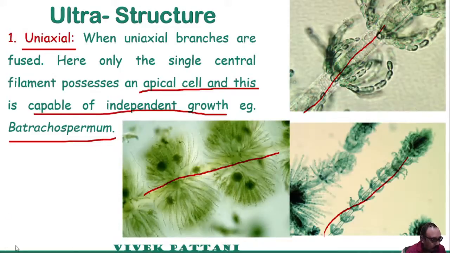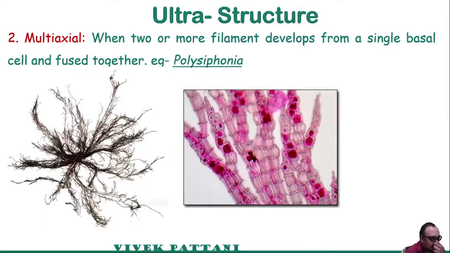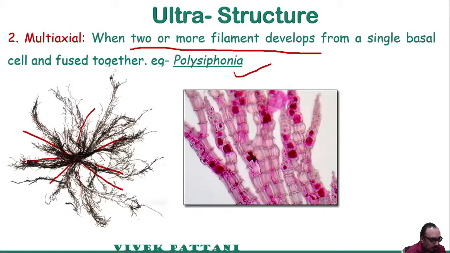The next comes the multiaxial. The example given here is Polysiphonia, where two or more filaments develop from a single basal cell, and you can see multiple branching more clearly. The photograph given here is of Polysiphonia. I am repeating it, and this one is a microscopic structure of Polysiphonia, which is stained.